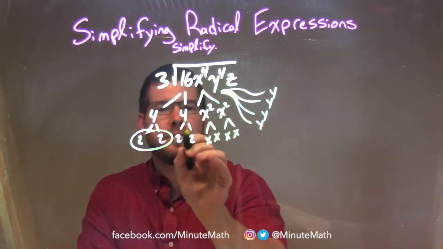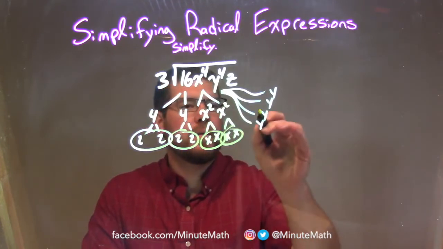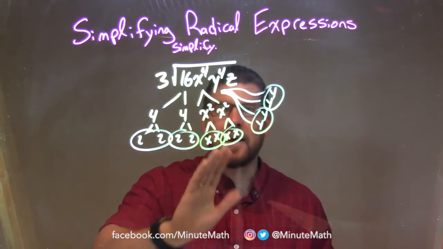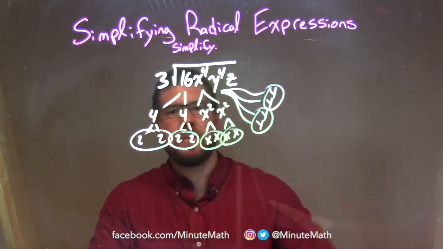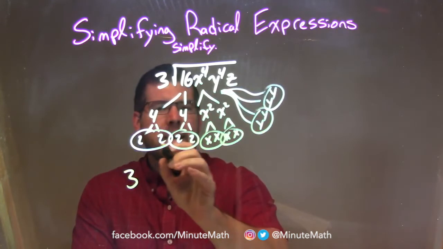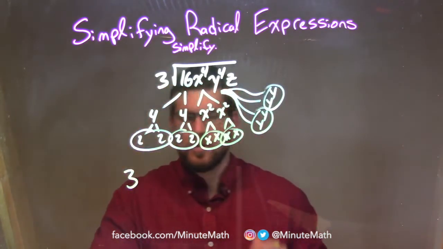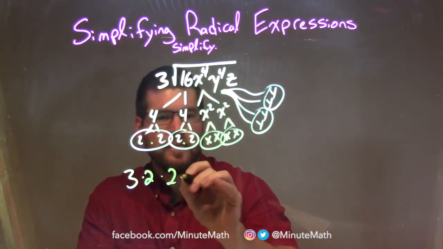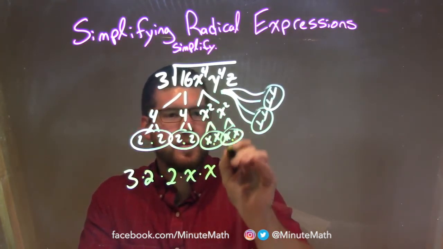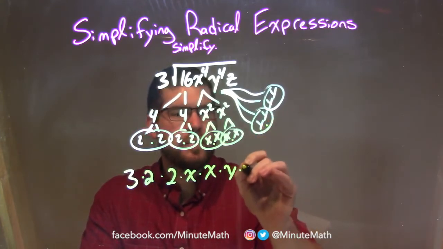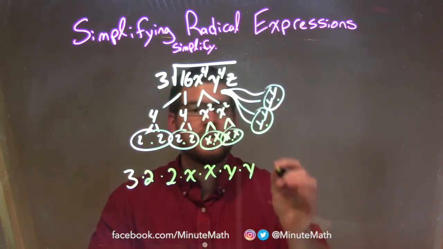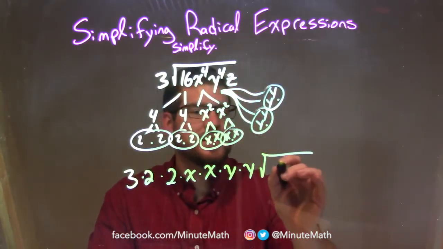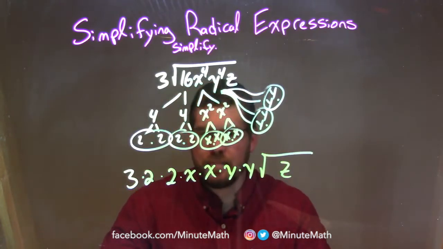So now let's circle our pairs. Pair of 2's, pair of x's, and pairs of y's, a lot of pairs. The only thing left that's not a pair is z, and be careful, don't forget that when you write our next step here. 3 stays on the outside, and each pair represents a single number on the outside. So times 2, times another 2 right there, times x, times y, times y. Times now the square root, whatever is left inside the square root, which is just a z, the only single one by itself, that z right there.